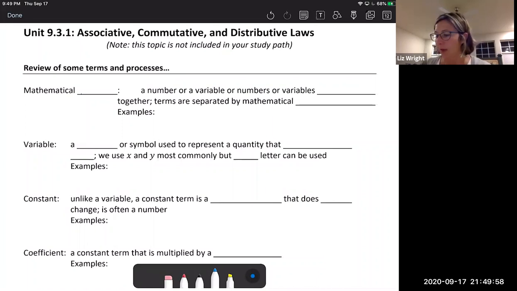All right, so for the first one, it's going to be mathematical term. And it's going to be a number or a variable or numbers or variables that are multiplied together. I'm sorry, it's a little bit hard to write with a stylus and an iPad, but that says the word multiplied. So multiplied together. Terms are separated by mathematical operations.